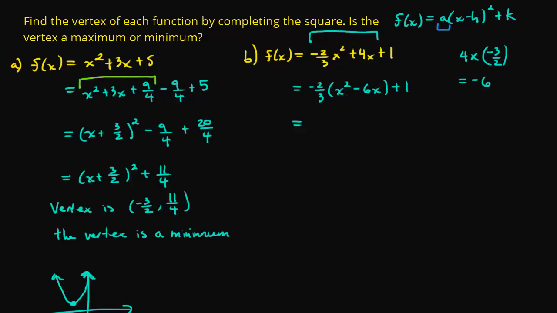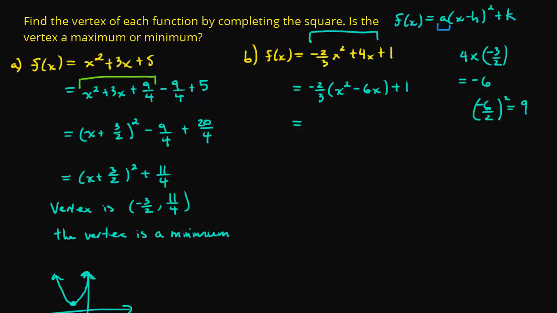So again, the way to do that is to figure out what half of negative 6 is, square that, and then add it and subtract it. So half of negative 6 is just negative 6 over 2. And if I square that, I get that this is equal to 9, because negative 6 divided by 2 is negative 3. Negative 3 squared is equal to 9.